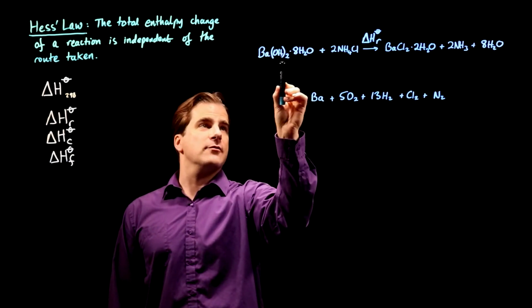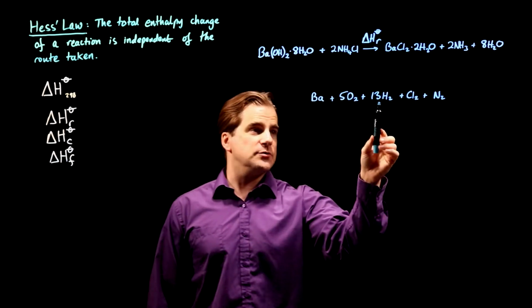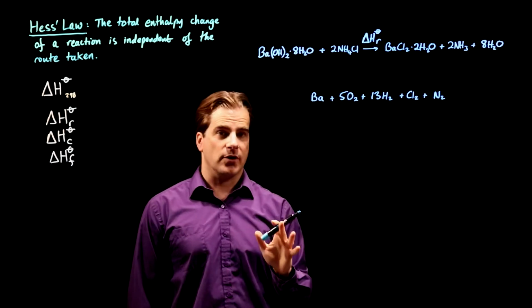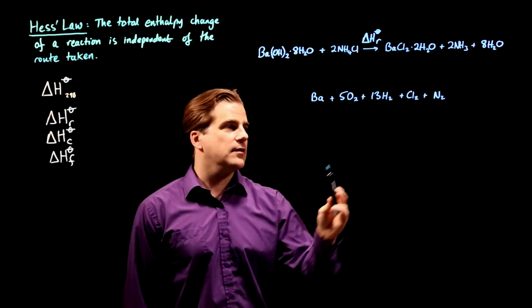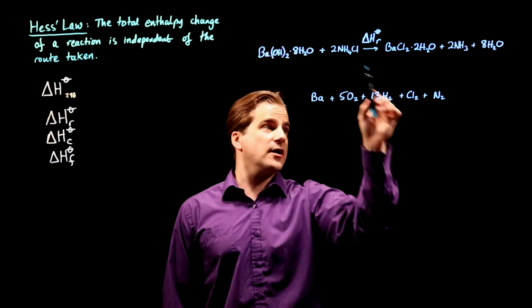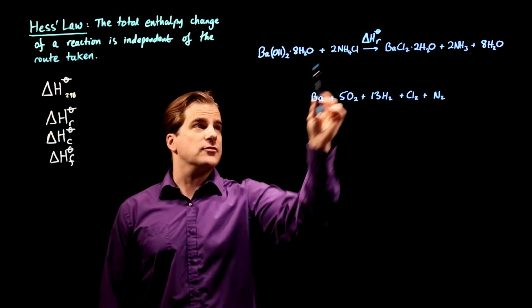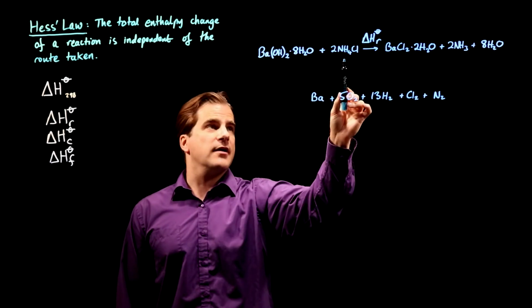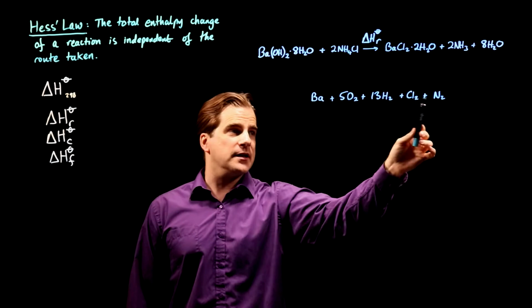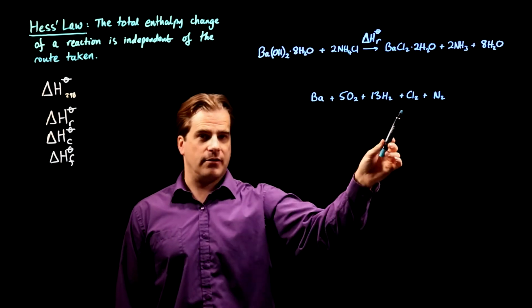Hydrogens, if you count them, there's actually a total of 26 hydrogen atoms, which would be 13 hydrogen molecules. 2 chlorine atoms, that's 1 Cl2 molecule. 2 nitrogen atoms, that's 1 N2 molecule. So, what you do is rewrite the reactants in their elemental molecular form down underneath. Okay?